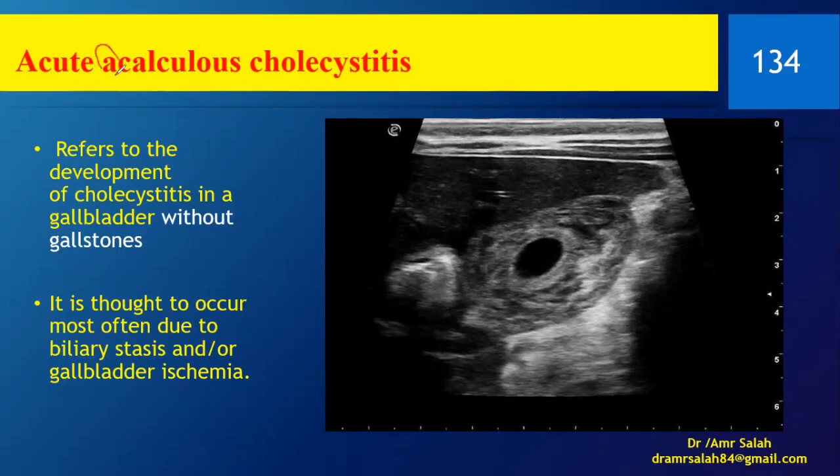Linguistically speaking, when you see "a" as a prefix, it means no. So acute acalculous means that there is no calculus. However, in order to be crystal clear, you can use a more friendly term for your clinician, the very basic clinician. You can say acute non-calculous cholecystitis. Of course, this is linguistically and medically right, and you can say acute non-calculous in order to be crystal clear that there is no stone here. These are the conditions where there is cholecystitis but there is no stone. And yes, it happens.